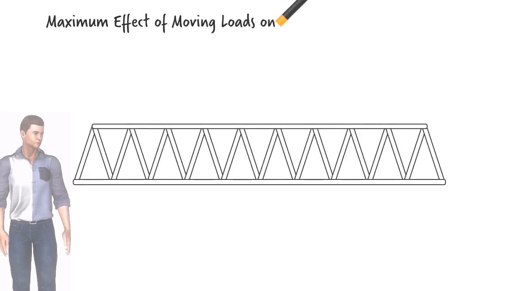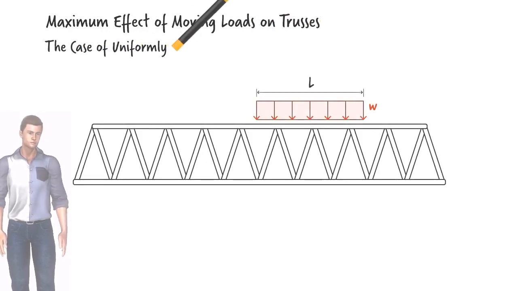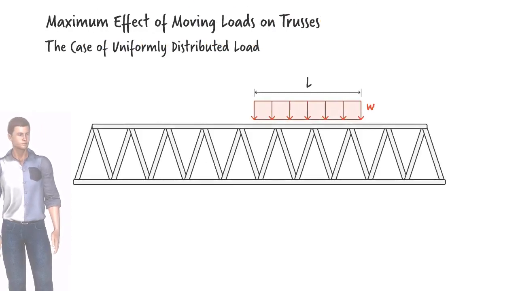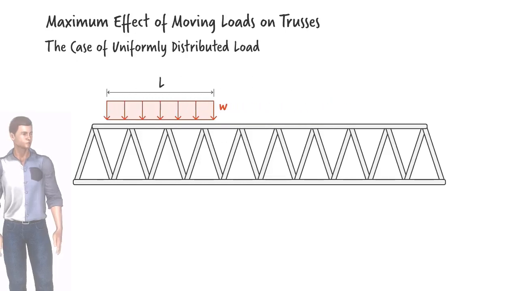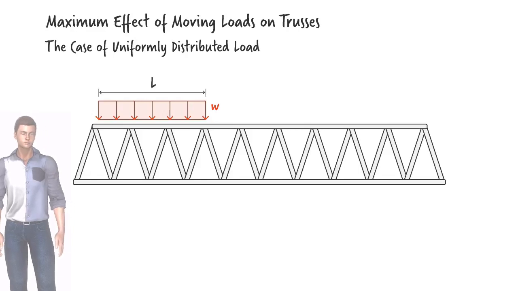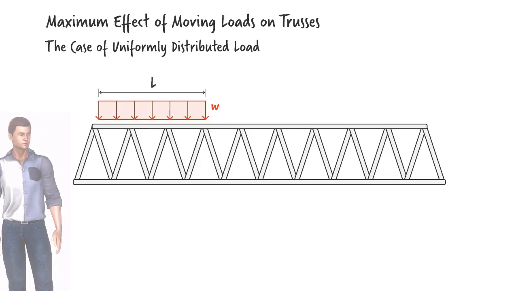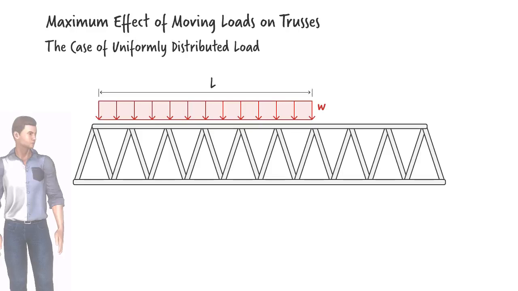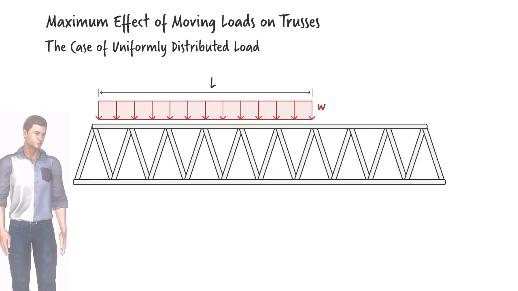This lecture deals with the analysis of trusses subject to uniformly distributed loads that move, like trains that move across a bridge. In the case of railroad bridges, the load could be considered uniformly distributed with a variable length, since trains that cross the bridge could have different number of cars.